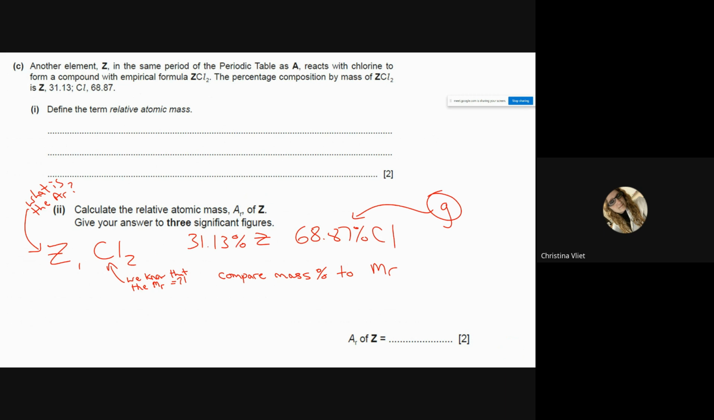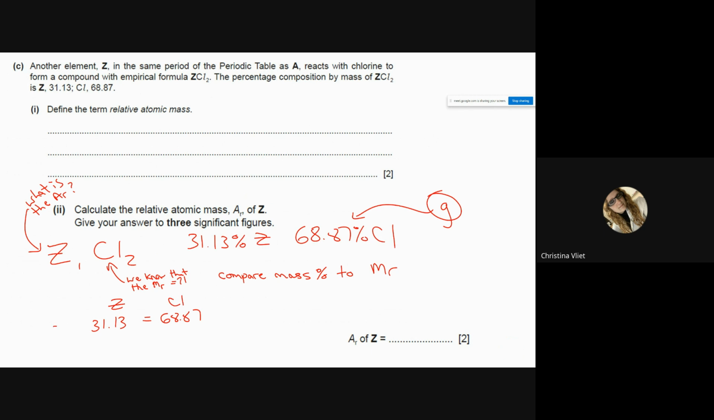Meaning that we know, and I would put one column for Z and one column for chlorine. We know that the mass of zinc is 31.13 when chlorine is 68.87. We know that that's true. When I have 68.87 grams of chlorine, I have 31.13 grams of zinc. Does that make sense so far? Because they have to add up to 100%.